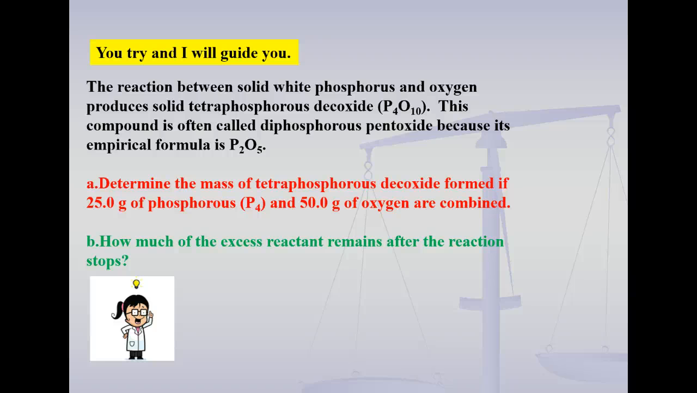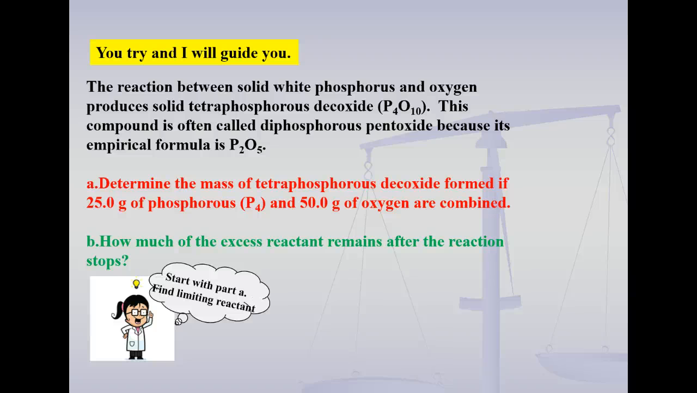So here's the problem. Reaction between solid white phosphorus and oxygen produces solid tetraphosphorus decaoxide. This compound is often called diphosphorus pentaoxide because its empirical formula is P2O5. First, determine the mass of tetraphosphorus decaoxide formed if 25.0 grams of phosphorus and 50.0 grams of oxygen are combined. Then you're going to calculate the amount of excess reactant that remains when the reaction stops.